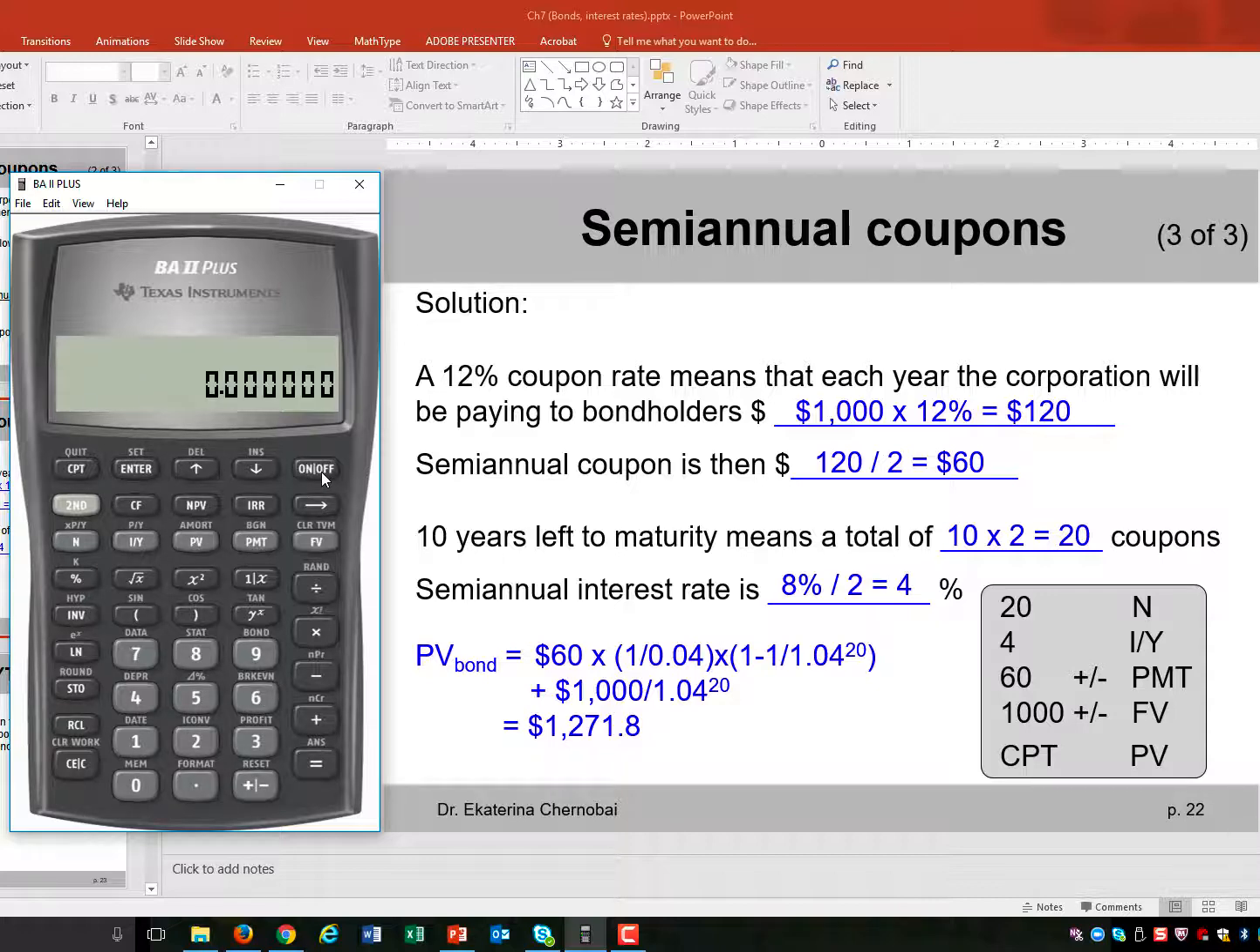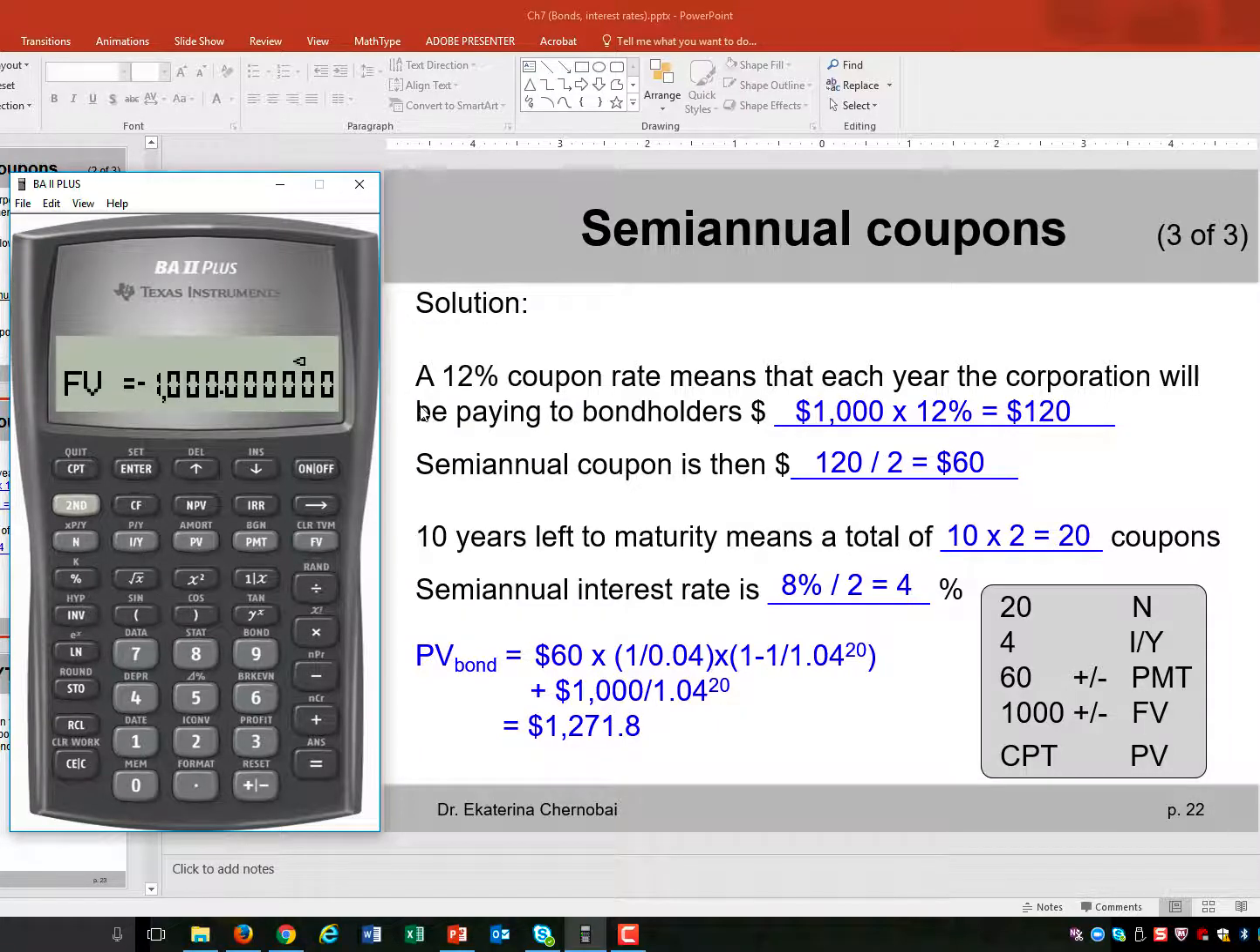Let's begin. So in no particular order, we need to enter the future value or the $1,000 face value, PMT, the dollar amount of each coupon payment, the number of coupon payments, N, and the discount rate or the yield to maturity, IY. So let's start with the face value. 1,000, we are making it negative, right? Press the plus minus button and save it as FV.